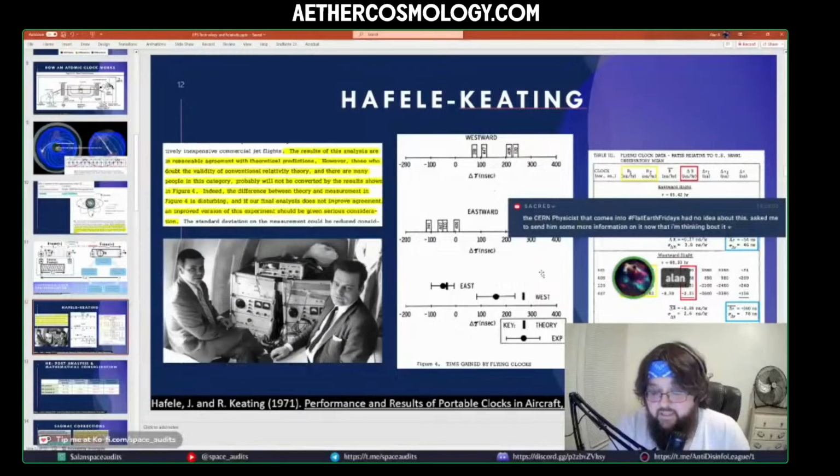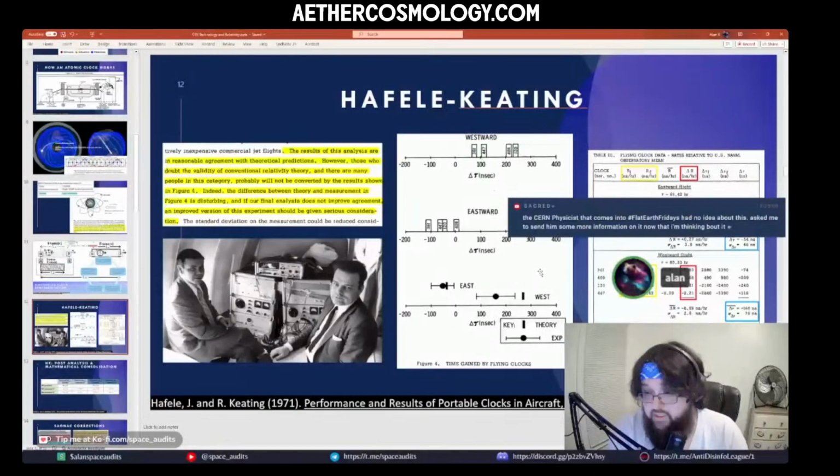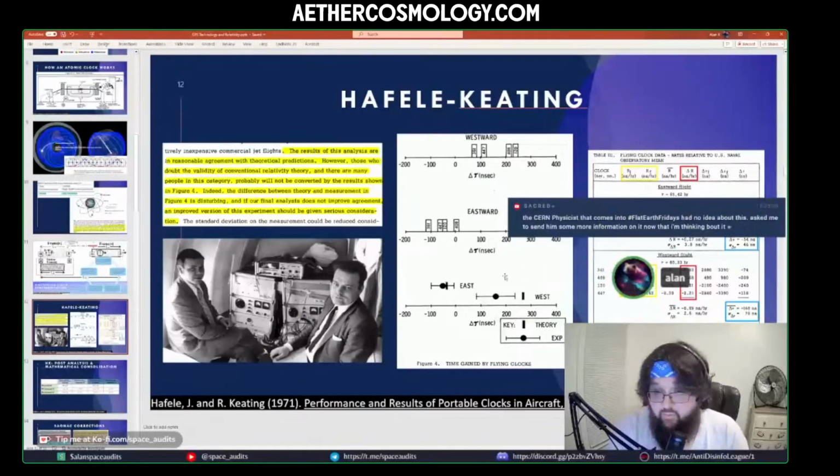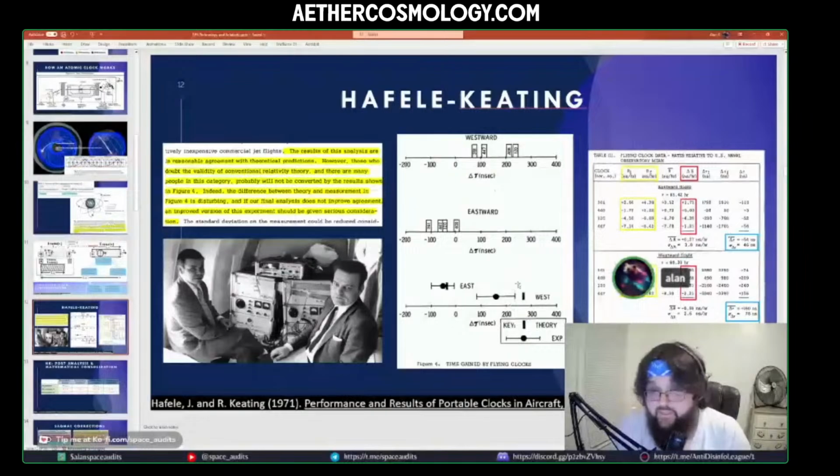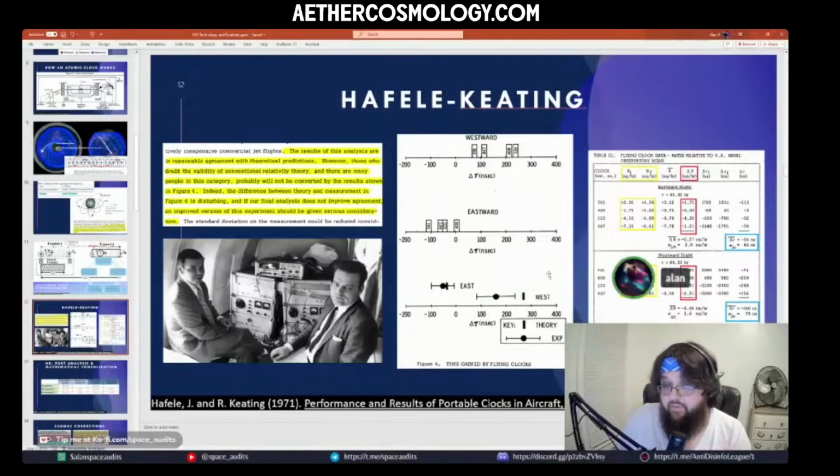So the clocks, ideally, when they were moving eastward, were supposed to gain time because they were going with the rotation of the Earth, and when they were going westward, they were supposed to lose time because they were going against the rotation of the Earth. There were 4 clocks on each trip, and all 4 of them were supposed to go in and out of sync corresponding to their direction. And what they found was only 2 of the clocks did that, and then they changed.